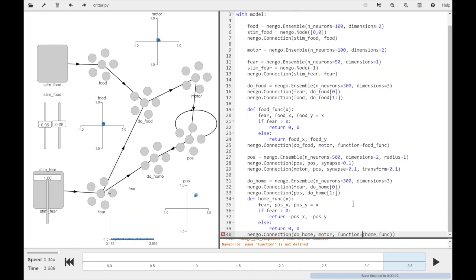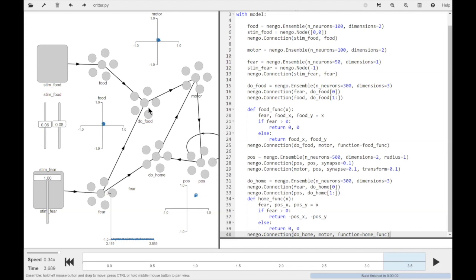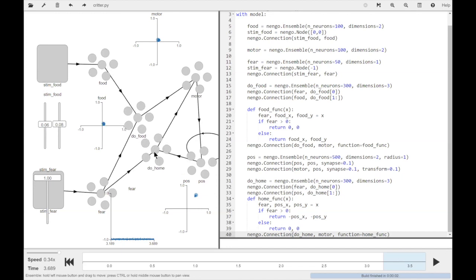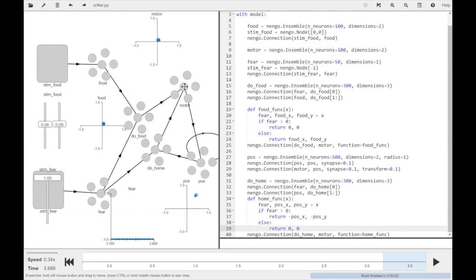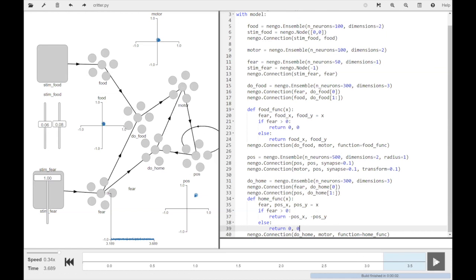Oops, function equals. All right. And since we've got both of these 2 things feeding into this one group of neurons, we're now relying on the fact that when you feed in neurons from 2 different inputs, the actual value that it's going to represent is going to be the combination of the 2. It's going to be the sum of the 2. Cool. Does that work? Run this.